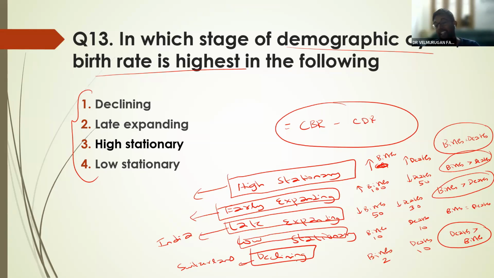So that is declining. So what they are asking is, in which stage of the demographic cycle is the birth rate highest? So no, declining is not. Late expanding, high stationary, no, no. In high stationary only the birth rate will be the highest. The number of births will be highest in the high stationary.